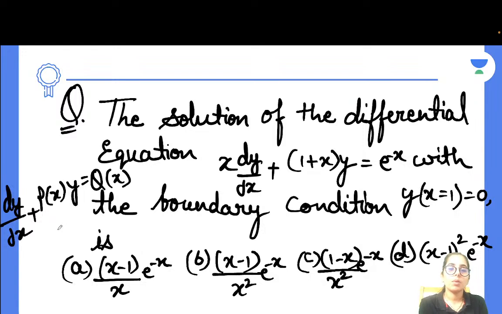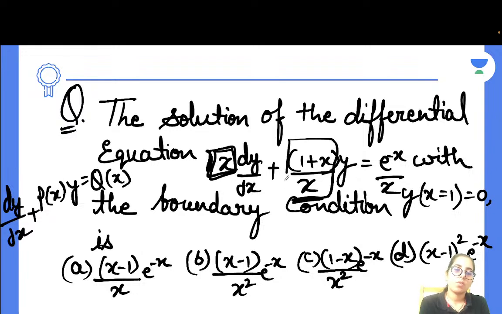If we take x common, dividing through, this is what your px is. The function of x or a constant term can be here, but this is just the function of x. Same with the qx, it is just the function of x. So this is a linear differential equation, first order linear differential equation.